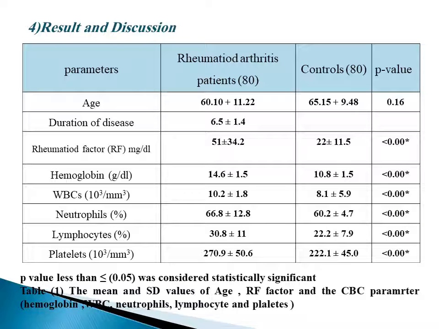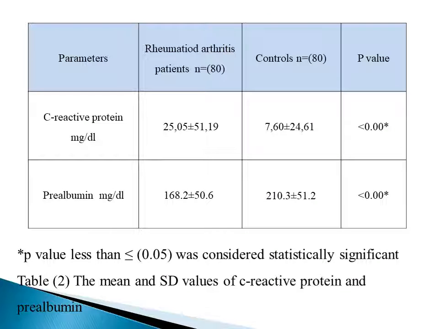The result and discussion. As we can see in this table, there is a significant increase in the parameters represented by hemoglobin, white blood cell, neutrophil, lymphocyte, and platelet when comparing rheumatoid arthritis and control. Also, we can see the C-reactive protein level increased in rheumatoid arthritis compared to controls, while the prealbumin level is decreased when compared with the control group.